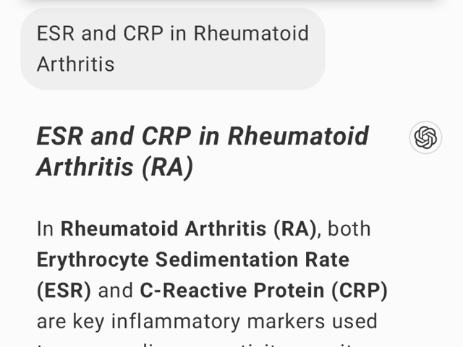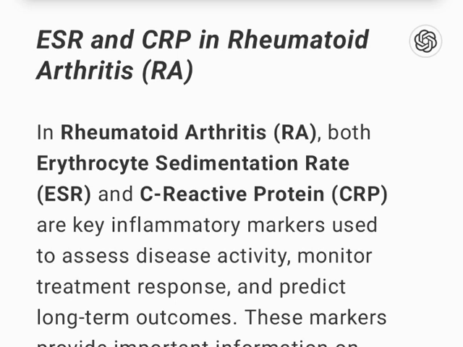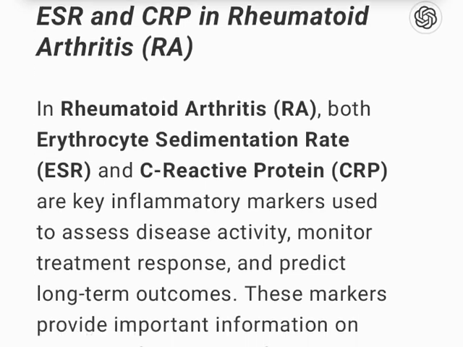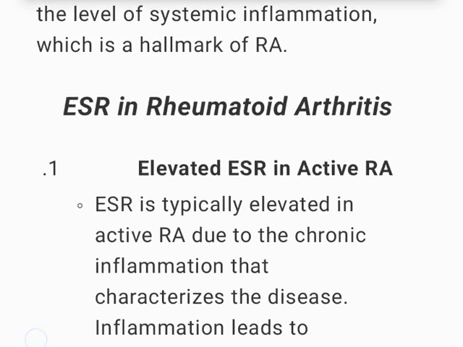ESR and CRP in rheumatoid arthritis, RA. In rheumatoid arthritis, RA, both erythrocyte sedimentation rate, ESR, and C-reactive protein, CRP, are key inflammatory markers used to assess disease activity, monitor treatment response, and predict long-term outcomes. These markers provide important information on the level of systemic inflammation, which is a hallmark of RA.